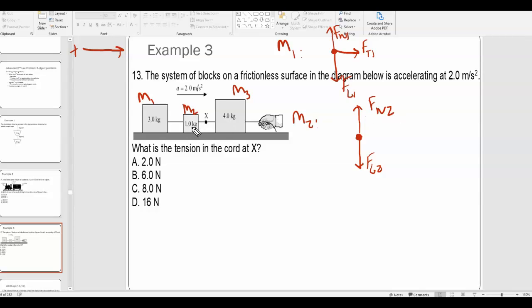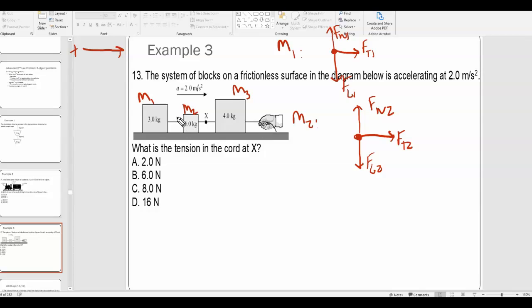But now focus on the middle box. There's two ropes now. One pulling it to the left, one pulling it to the right. The one pulling it to the right is a second rope that's different from the first one. I'm going to call that FT2.